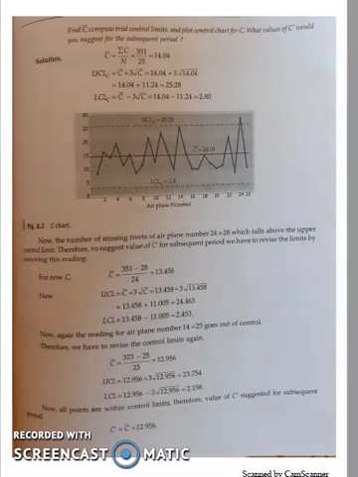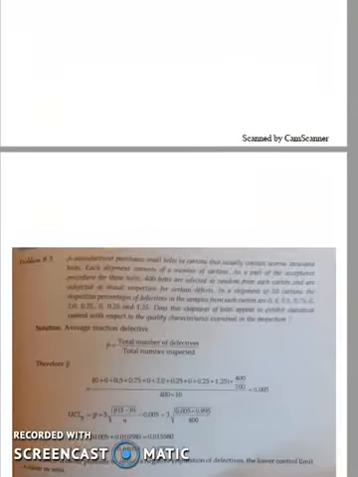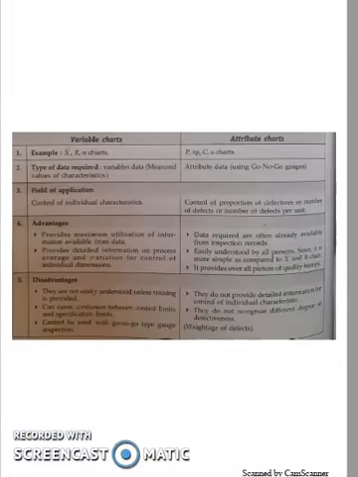I think you understood this problem, and you should practice these types of problems which are given here, and thank you very much.